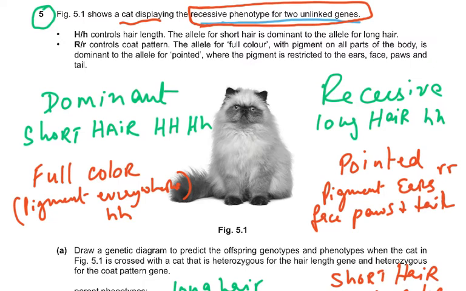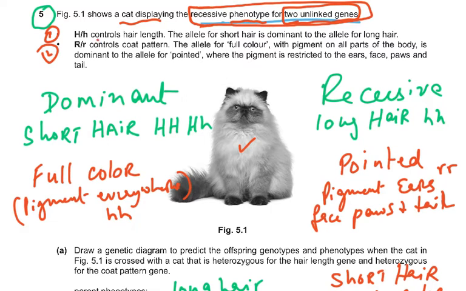So, whatever we are looking at, a picture might be a colored picture. I'm not sure what it was like in the exact paper. It is displaying the recessive phenotype for two unlinked genes. So this is again information they've given you. So this cat is showing all the recessive traits. Now then, more information is given.